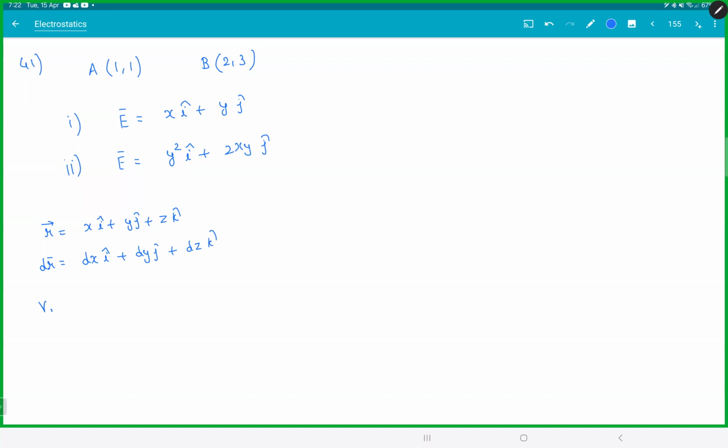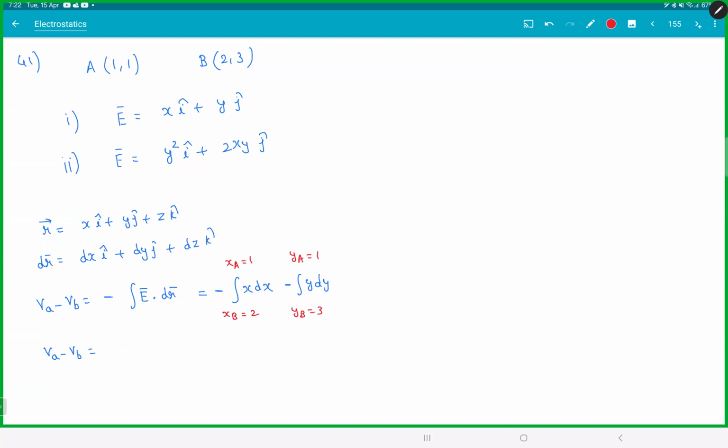So what is the potential difference? VA minus VB is minus integral E bar dot dr. So if you do the dot product, you will get x dx minus y dy. So remember, you're going VA minus VB, meaning A is final, B is initial. So the limits will go from xb, which is 2, to xa, which is 1. This is yb, which is 3, going to ya, which is 1. Be careful with the limits. VA minus VB, A is final, B is initial.